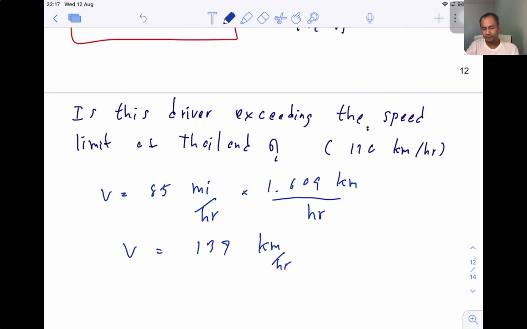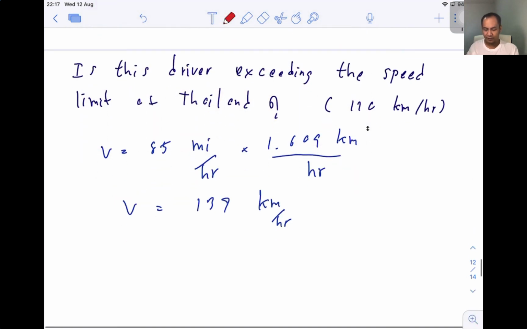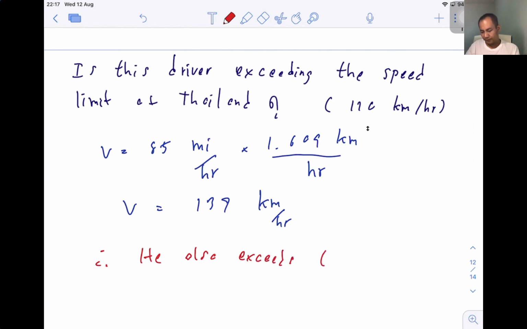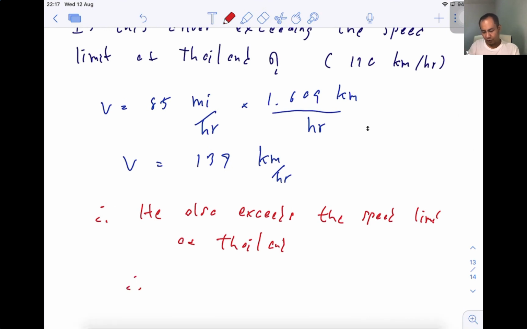kilometers per hour. So we can conclude that he also exceeds the speed limit of Thailand. So not good. Do not do it.